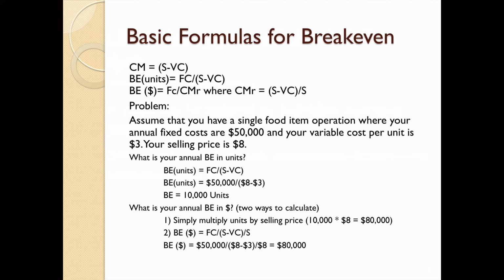And secondly, what's our break even in dollars? We could just simply take that 10,000 units and multiply it by the selling price, like I told you before, which was $8, and get $80,000. Or we go ahead and do the long formula and plug all those numbers in and do the math, and we'll still get $80,000.